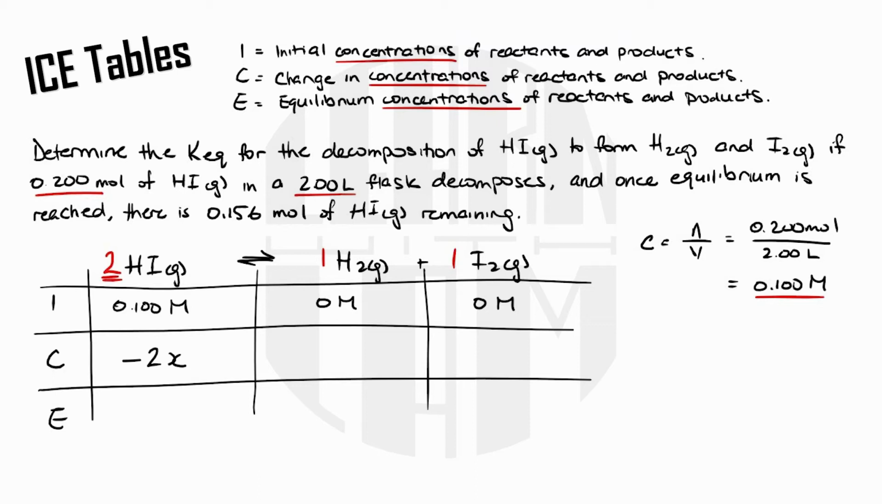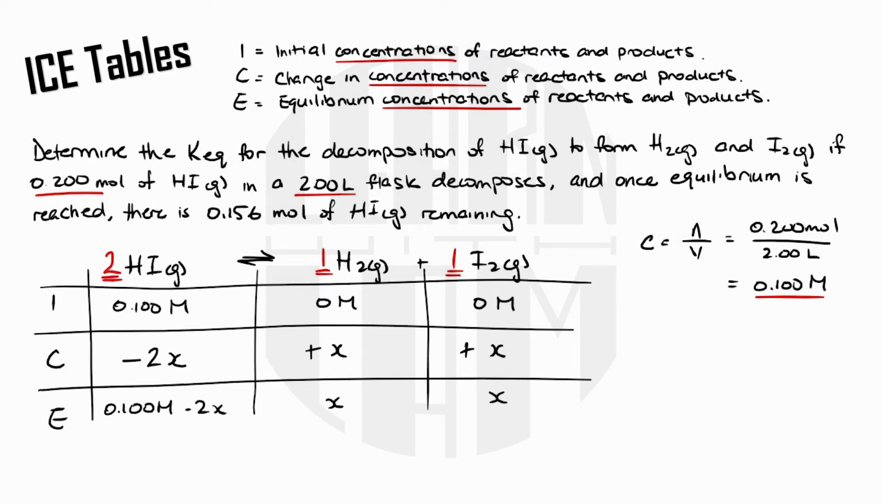For hydrogen gas and iodine gas, change is going to be positive because they're products. And because their coefficients are both 1, we'll just put the X here. Notice that HI gas changes at twice the rate of hydrogen gas and iodine gas, which makes sense considering the balanced chemical equation. And now for E, I'm going to combine my I and C rows, which gives me 0.100 moles per liter minus 2X, X, and X.